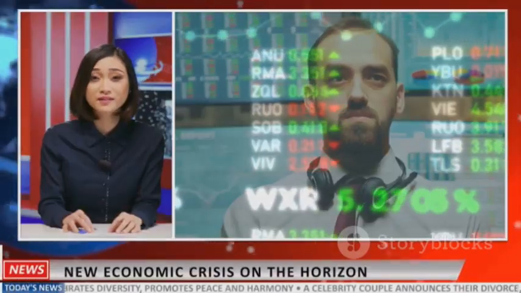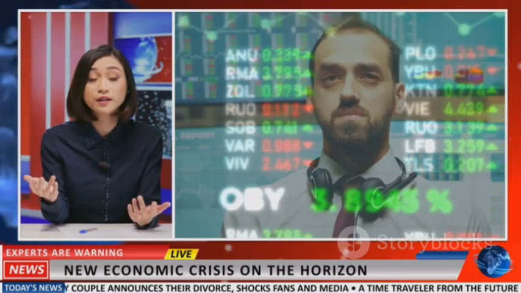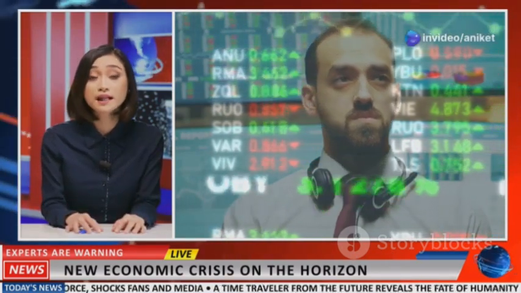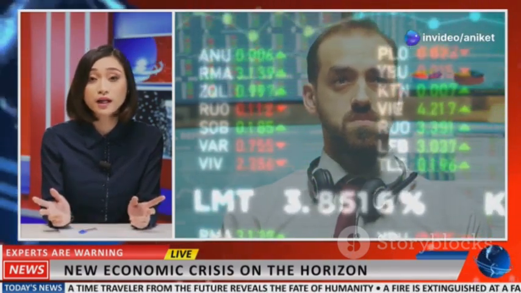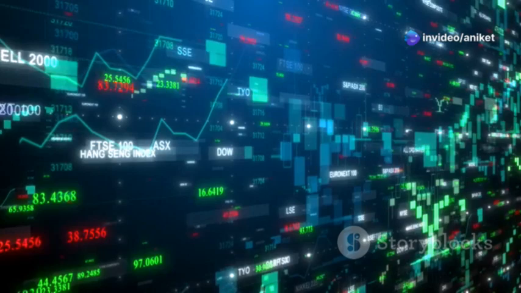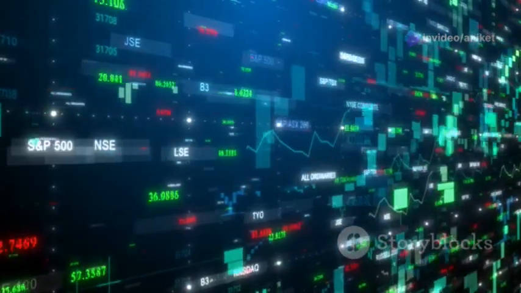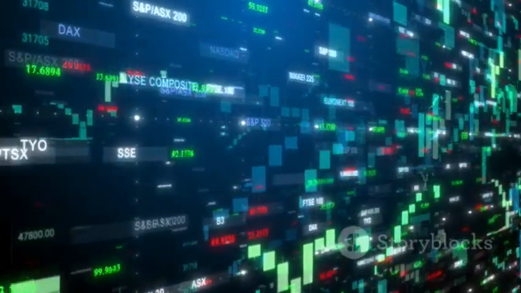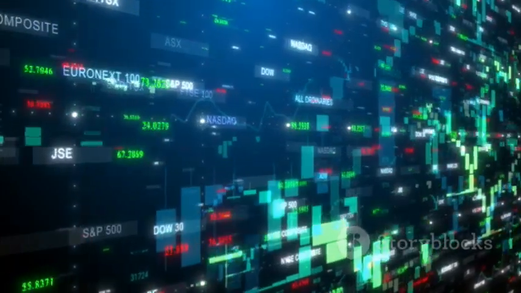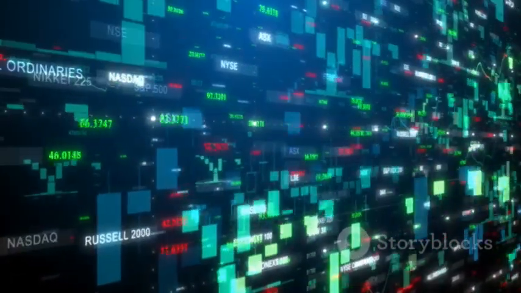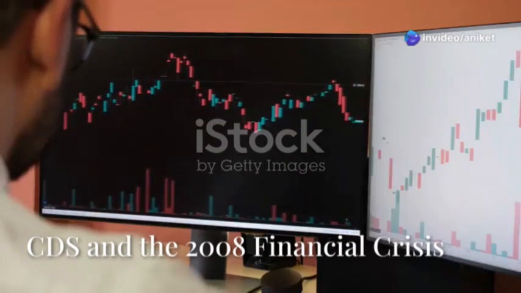For instance, in recent years, concerns surrounding political gridlock and rising national debt levels have contributed to periodic spikes in U.S. CDS spreads. While these levels remain well below those witnessed during the 2011 debt ceiling crisis, they serve as a reminder that even the world's largest economy is not immune to credit risk perceptions.